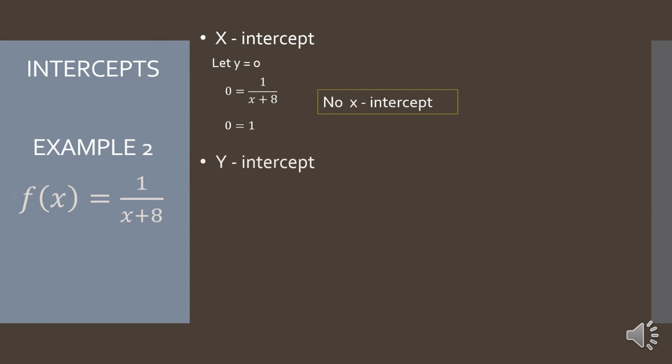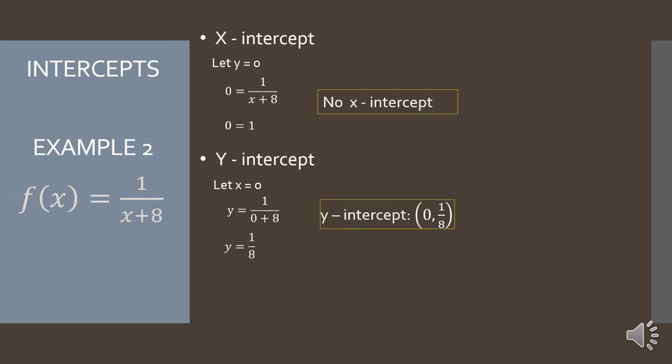Now for the y-intercept, let x be equal to 0. So y is equal to 1 over 0 plus 8, then y is equal to 1 over 8. Therefore, the y-intercept of the function is (0, 1/8).